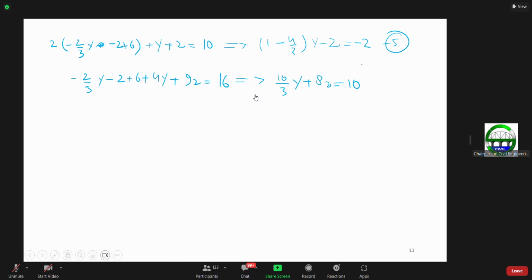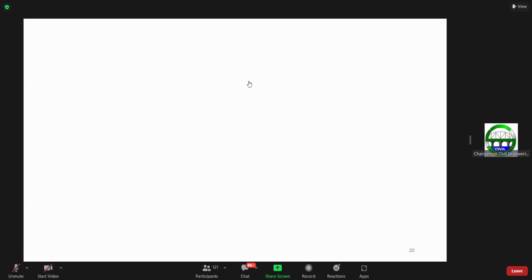Or you can also simplify equation number 5 here, which will be minus 2y plus 3z is 6. You have this equation number 5. This is equation number 6. Right? Now you have two other equations, and then you will eliminate the value.